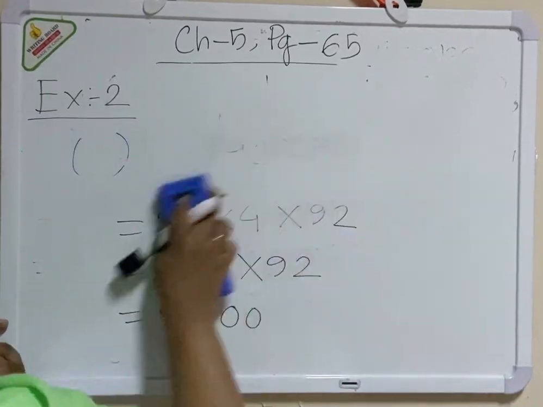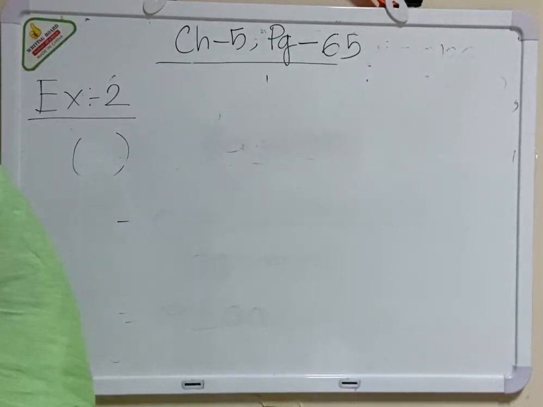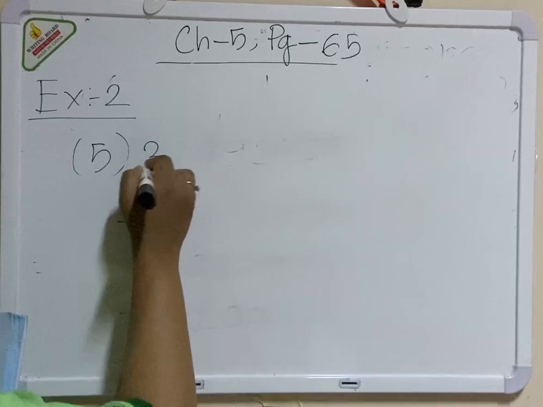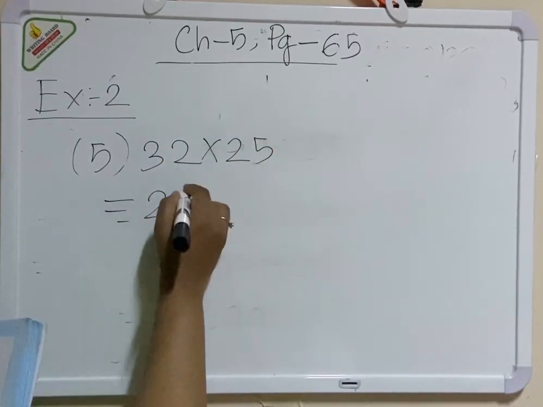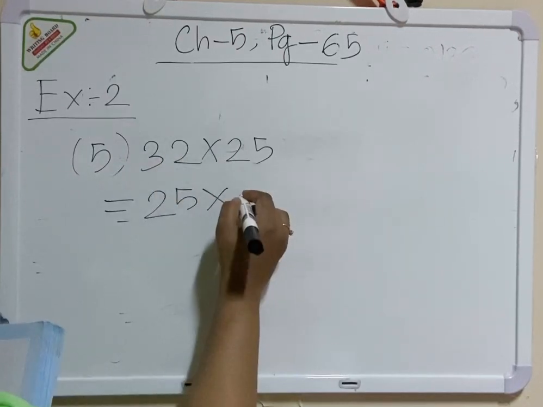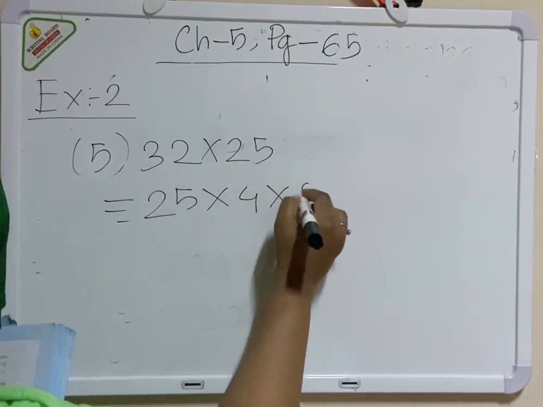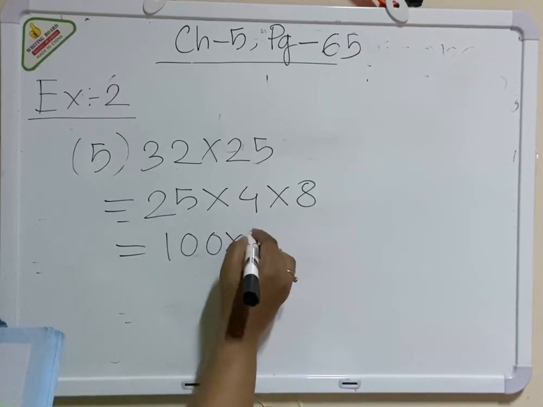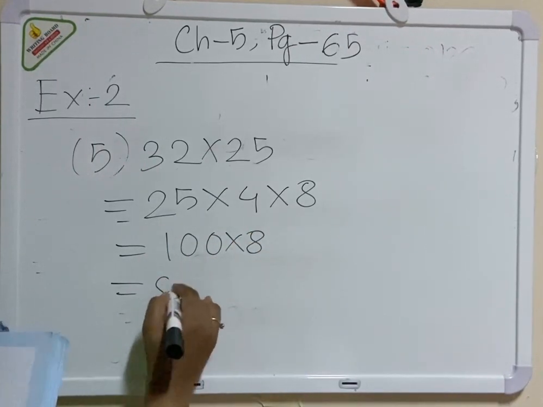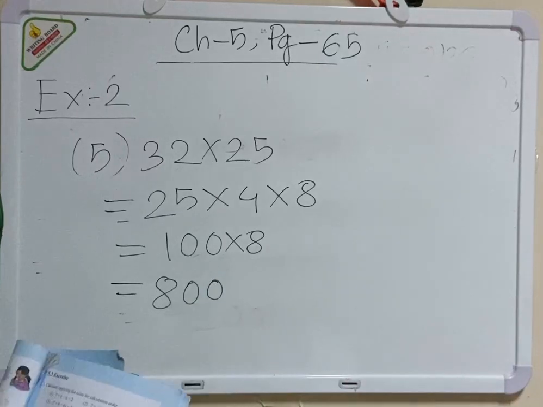I will show you number 5. 32 into 25 is given, but you can write 25 into 32. For 32 you can write 4 into 8. 25 fours are 100, into 8, that is 800.